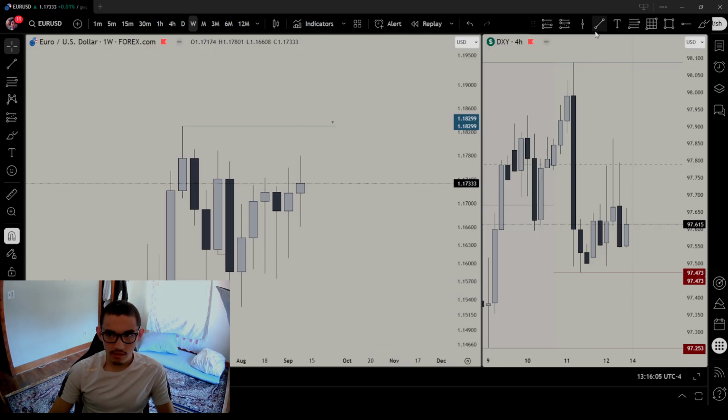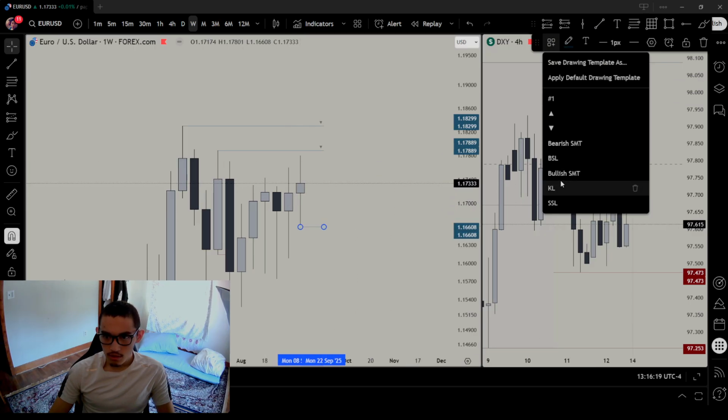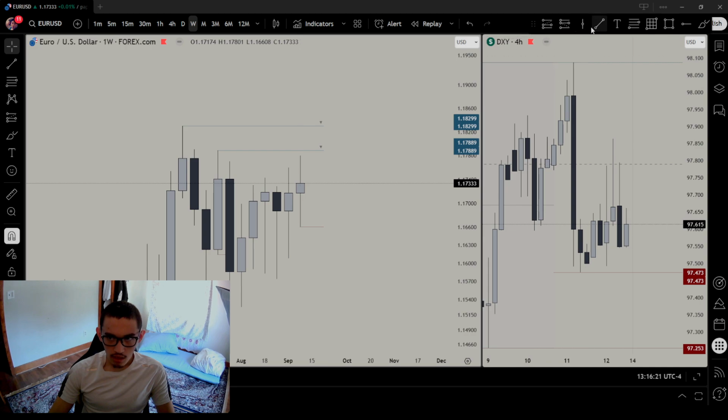The same thing as DXY, but SMT is included. So that's why we want to be able to draw this out also. It gives us our liquidity.